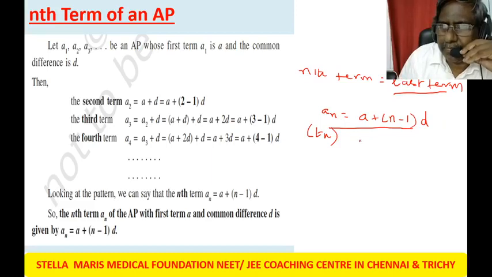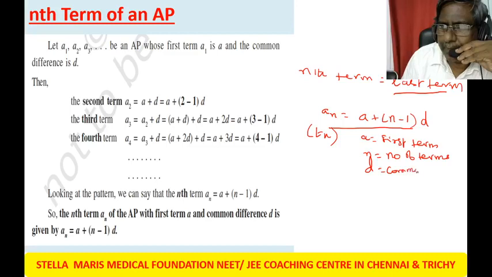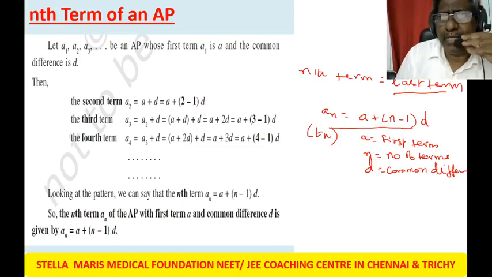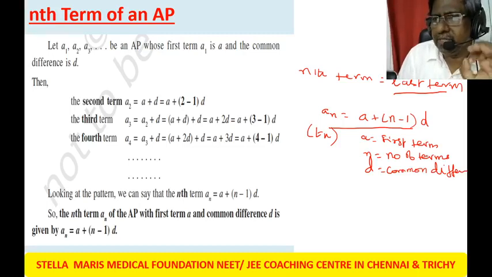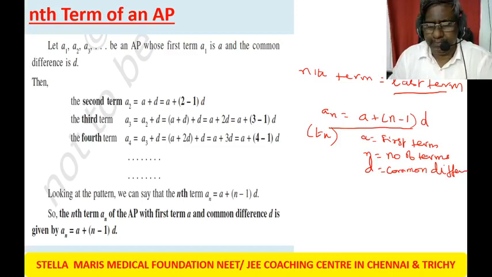A is equal to the first term. N is equal to the number of terms. There's a difference: nth term and this n differ. This n is the number of terms. Then d is the common difference. By using this, we can solve the problems. Even if you don't understand all this, it's enough if you know the formula, an is equal to a plus n minus 1 into d. Based on this formula, we will solve the problems.